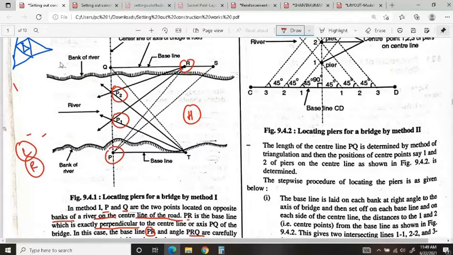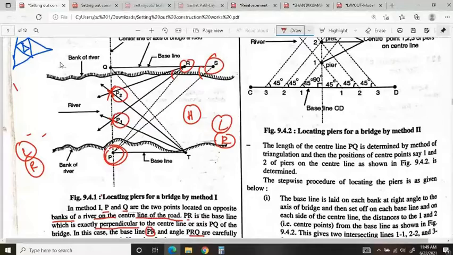Therefore, another baseline PS is laid. Here you can see another baseline PS is laid on the same bank but on the upstream side, because there is no check in the first one. Later we will take some angles with the help of these baselines, again with the theodolite, left face and right face, and we will locate these 2 points. This is how, in the first method, we locate the pier positions.